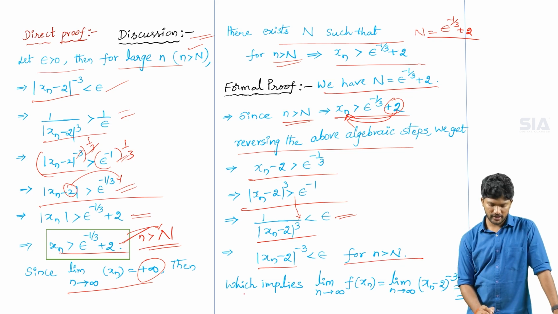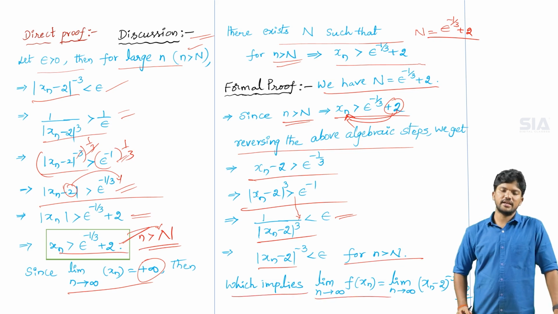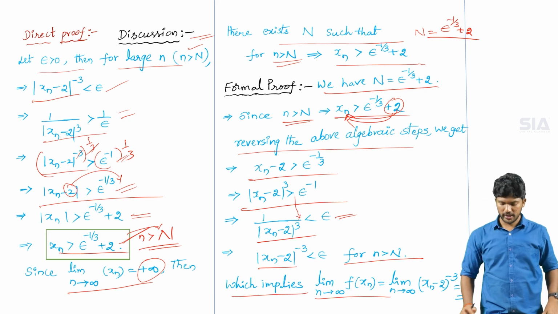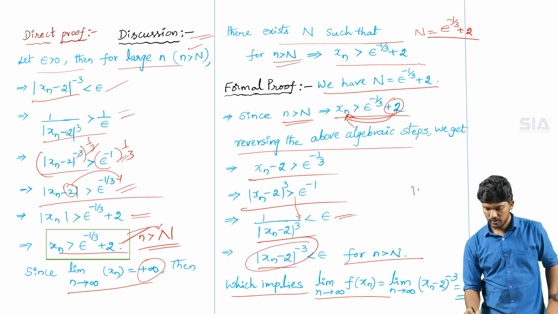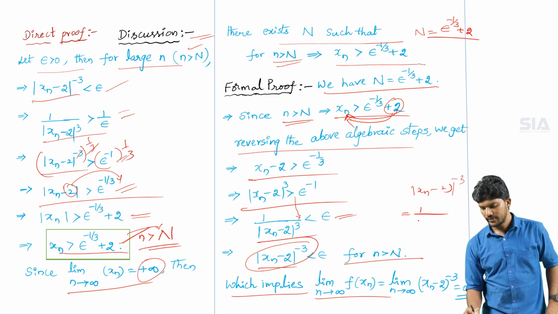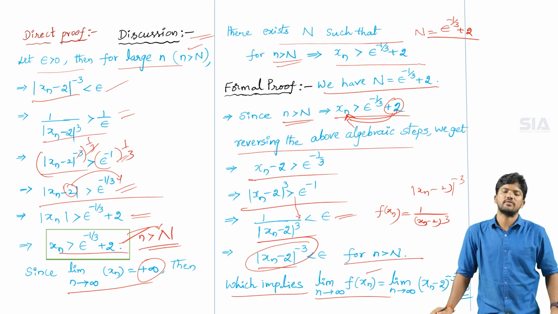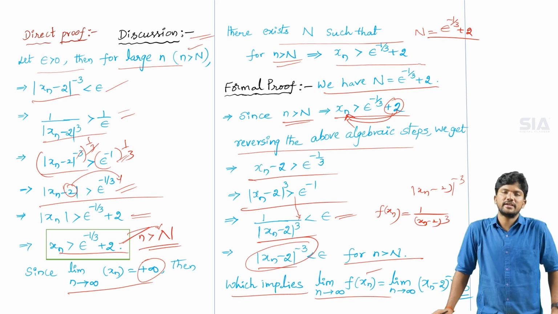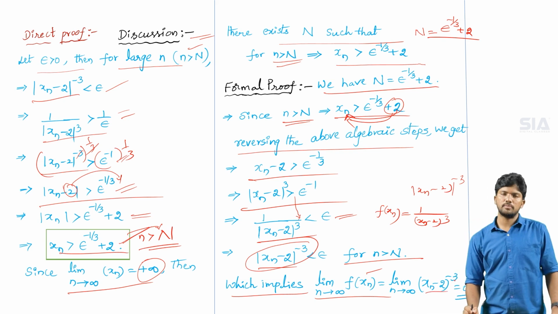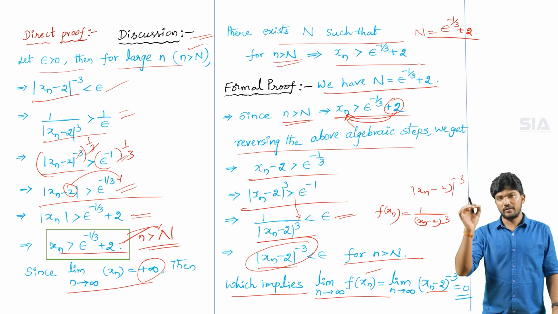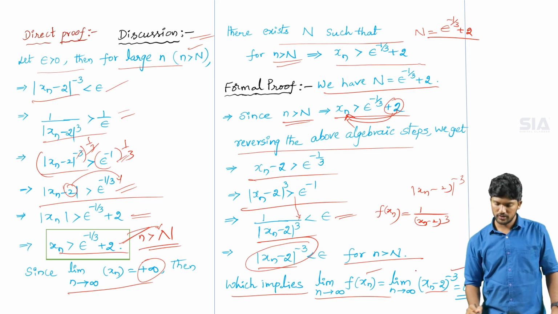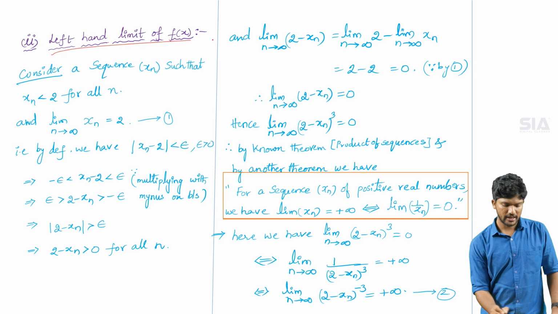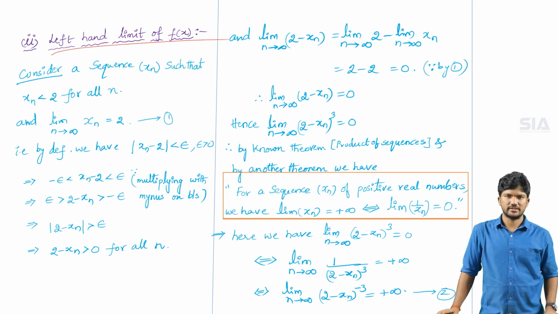That is our required condition, which implies that limit n tends to infinity function here. Okay, this total value, what is this value? If you write mod xn -2 whole power minus 3, you can write that value as 1 by xn -2 whole cube. 1 by xn -2 whole cube is nothing but f of xn. So therefore limit n tends to infinity f of xn is equal to limit n tends to infinity xn minus 2 whole power minus 3. So therefore infinity power minus is nothing but that value is equal to 0 only. So that is it regarding the limit of the sequence, limit of the function.